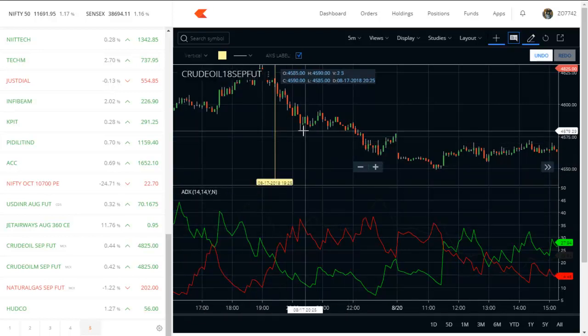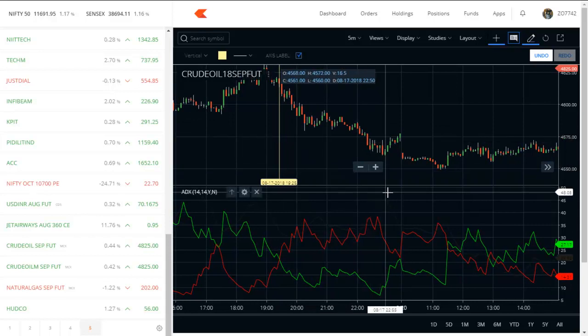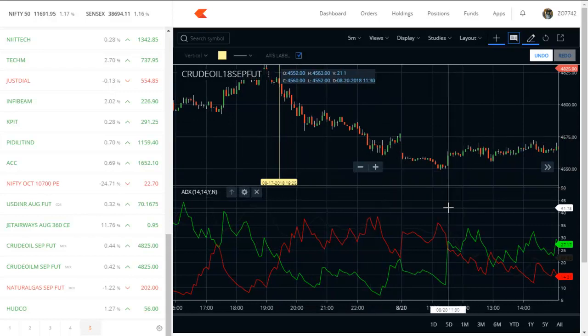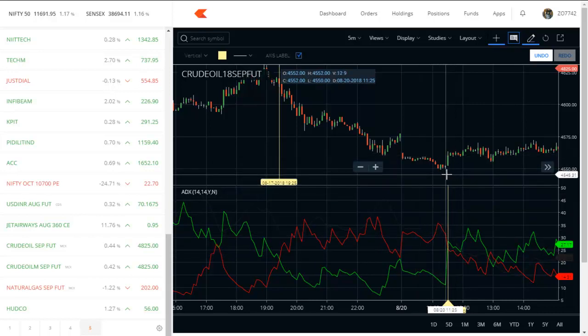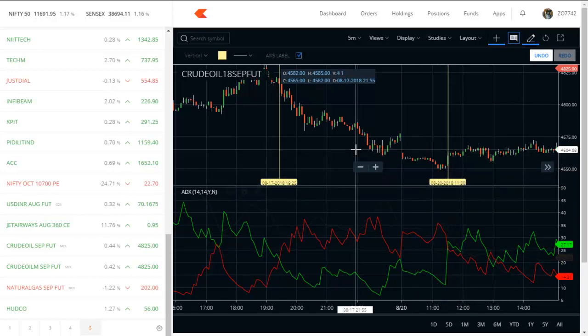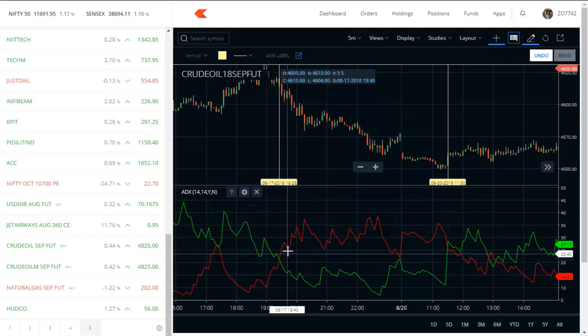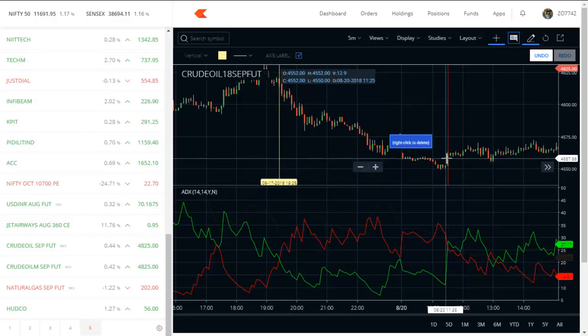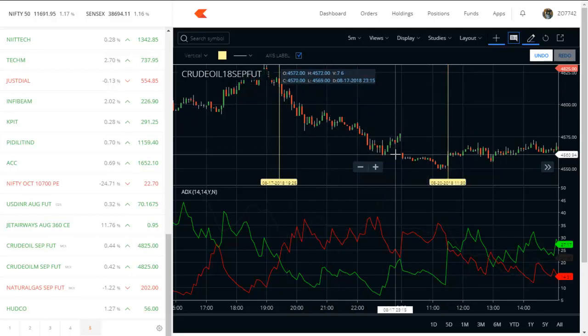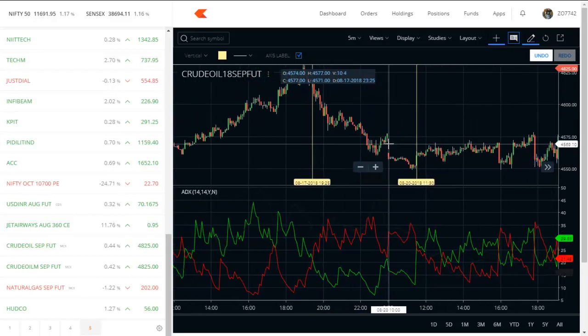So I've drawn this vertical line over here, and the other line I'm drawing over here, where again another crossover happens, right? If you see, when this first crossover happened, the price was around 4610, and at the second crossover, the price was around 4557 or 60 something, right? So there was a price movement of 50 rupees or something, okay?